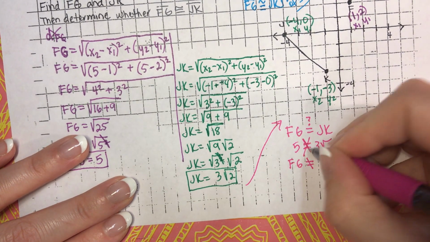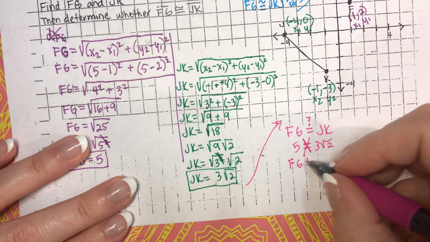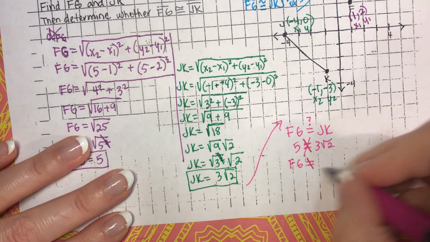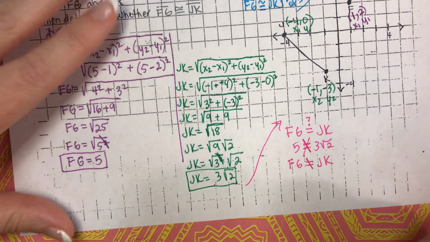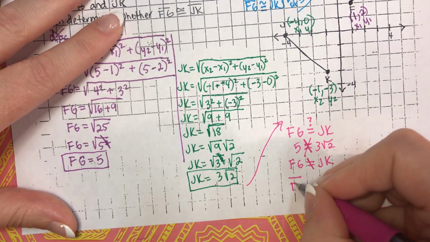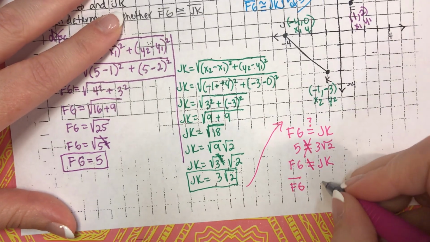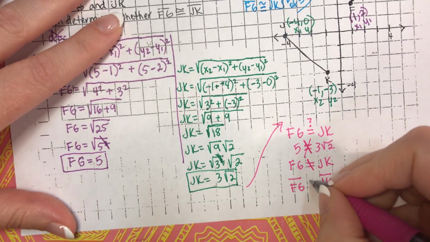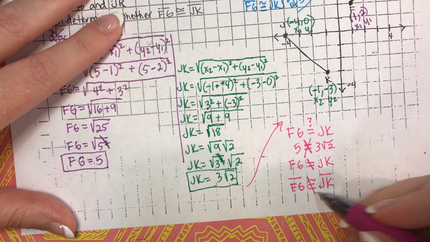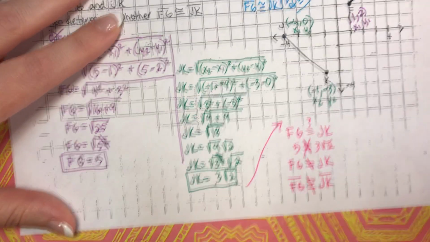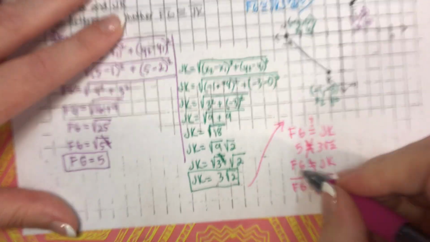I guess that's the way you're supposed to do it the other way. Oh, I'm sorry. Now it looks like an X. It's not supposed to look like an X. It's supposed to look like that. So FG does not equal JK, which means that the line segment FG and the line segment JK, are they congruent? No, they are not congruent. So that just means not congruent. So line segment FG is not congruent to line segment JK.